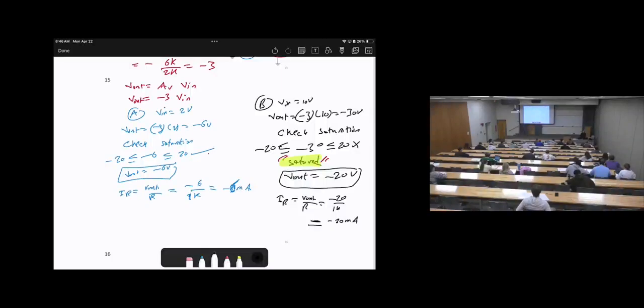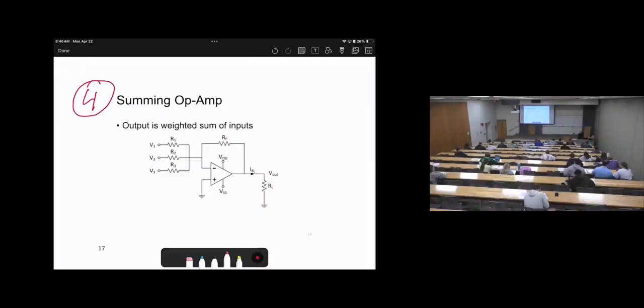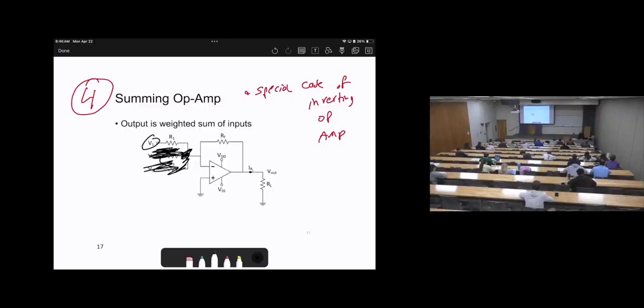There are some other types of op-amps. We have something called the summer op-amp. This is number 4. The summing op-amp is actually a special or wider case of the inverting amplifier. So basically, remove R2, V2, remove V3, we have only this one. Then the input enters the negative terminal, therefore it is inverting, right?